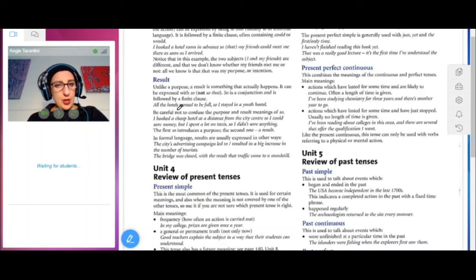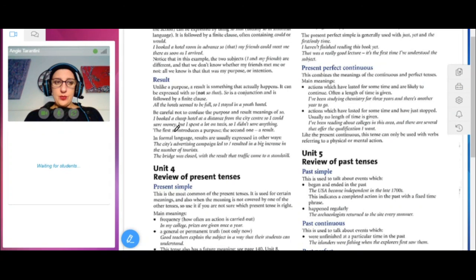Be careful not to confuse the purpose and the result meaning of so. I booked a cheap hotel at a distance from the city so I could save money. But I spent a lot on taxis, so I didn't save anything. So the first so introduces a purpose, but the second one introduces a result.